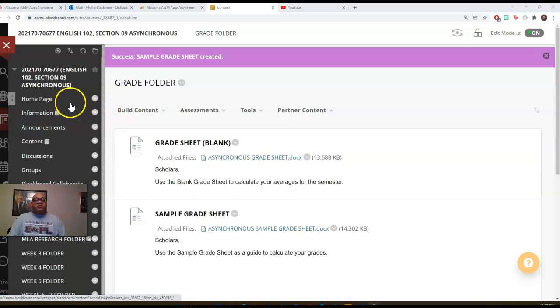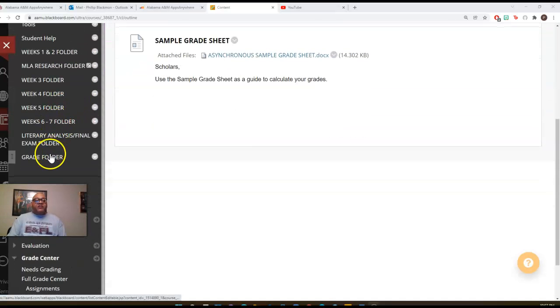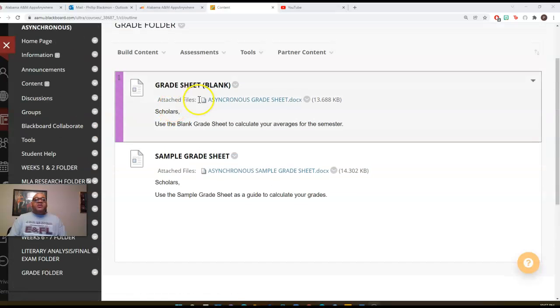So what I've done for you on Blackboard, I've put a grade folder here for you. And in the grade folder, you have a blank grade sheet, and you have a sample grade sheet. I'm going to go over this to show you how you can average your grades on your own so that you know exactly what grade you're going to receive in this class.